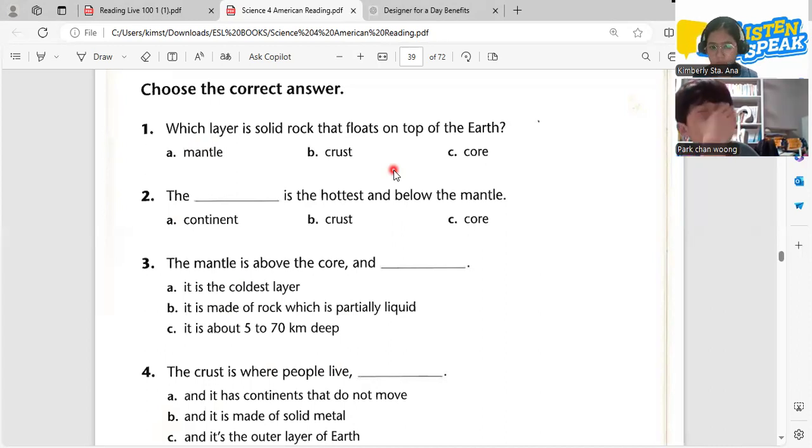Okay, which layer is solid rock that floats on top of the earth? That's crust. How about number two? No sleeping. You need to wake up, Evan. Hello. The core is the hottest and below the mantle. Nice one.